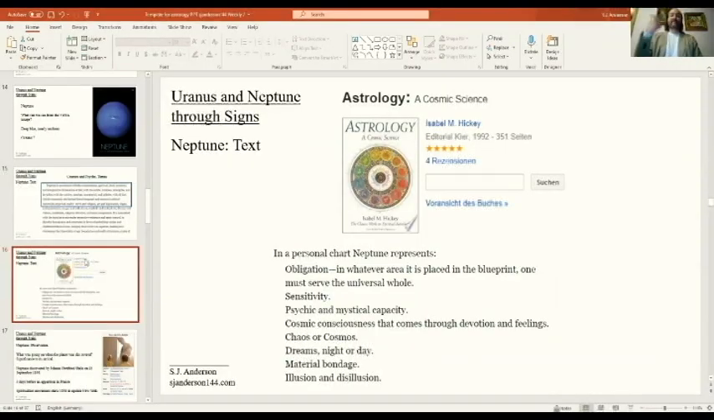What does Hickey say? She goes through here and says obligation, sensitivity, water makes up much of the body. There's a sensitivity when we start talking about water, psychic and mystical. Tarnus was talking about that too, cosmic consciousness. Water connects everything. We're all connected by our watery makeup. This idea of dreams, illusion, disillusion. I think when you submerge things in water, it can destroy their form. Water can wreck things, I think that's the disillusion that can come with water.